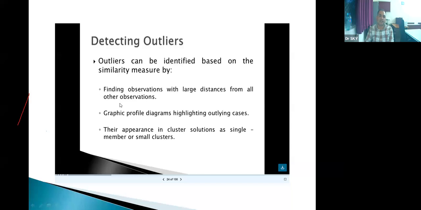How to detect outliers? So clustering is also useful for that. We make the clusters. Outliers can be identified based on the similarity measures. Having larger distance, may be an outlier. Finding observations with large distances from all other observations. Graphic profile diagrams highlighting outlying cases. Their appearance in cluster solutions as a single cluster, single member or small clusters. So they also may be outliers.